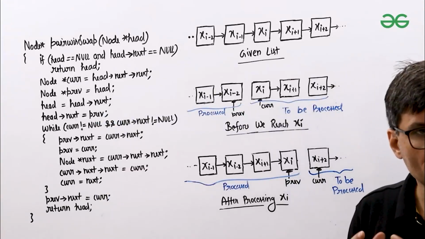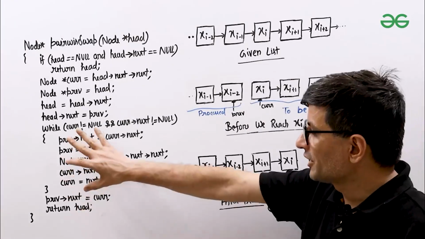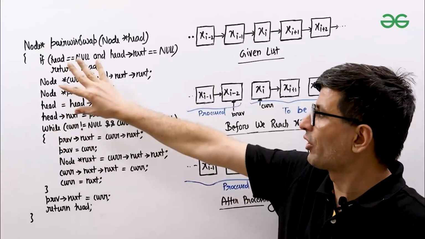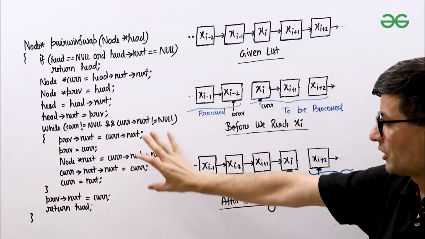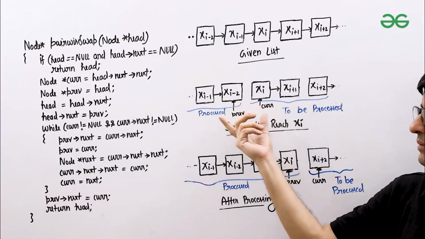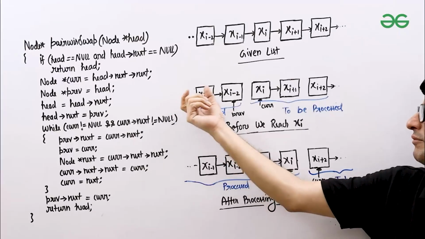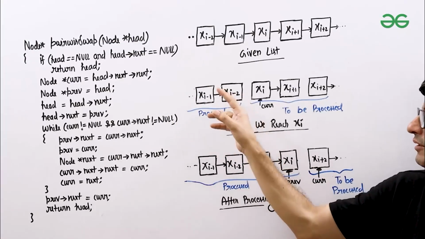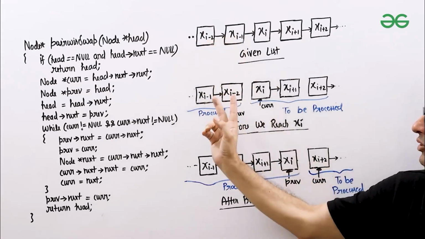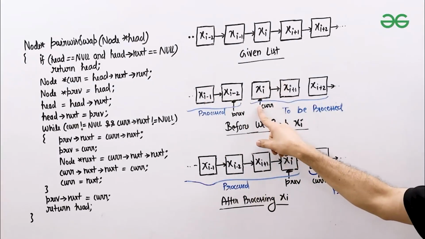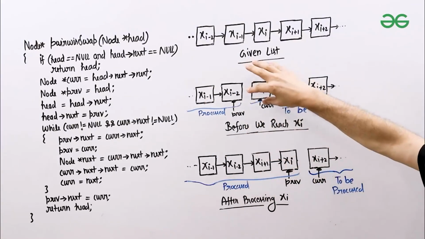Here is implementation of the idea. Let's first take a look at this loop, right? And then we'll talk about remaining code. So for this loop, this is our input. We have processed nodes from first node to xi minus 1. They got swapped, right? This was our initial list, they got swapped. And currently in the loop, we are say at this node xi.